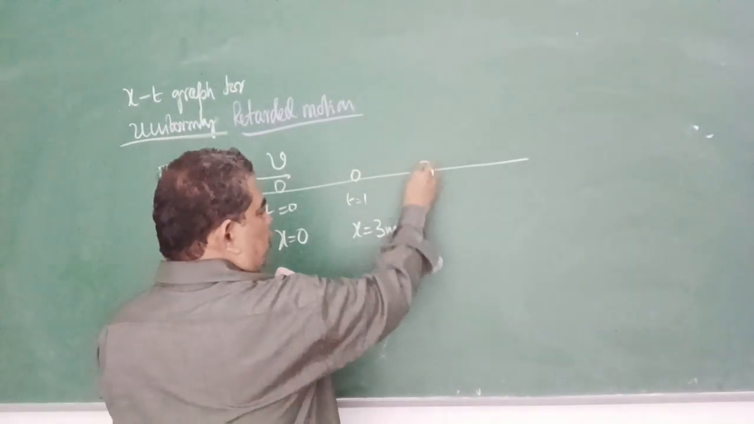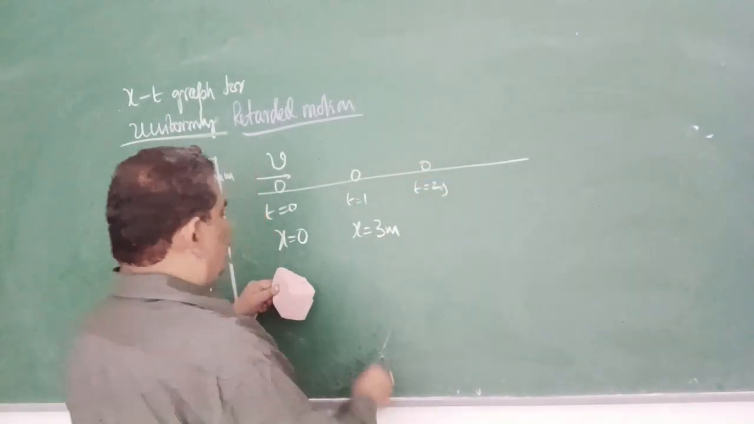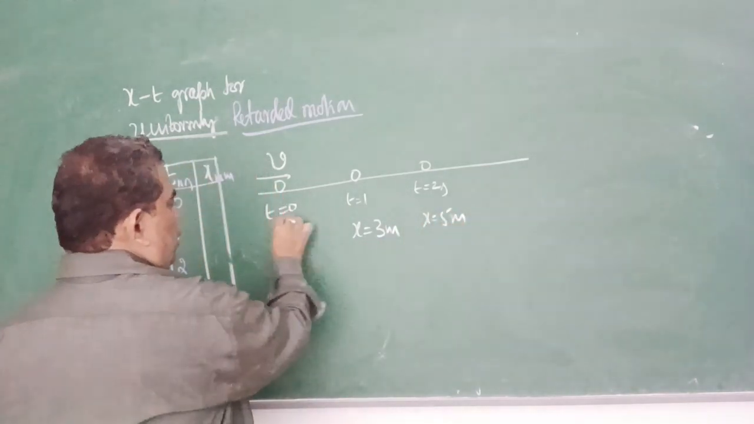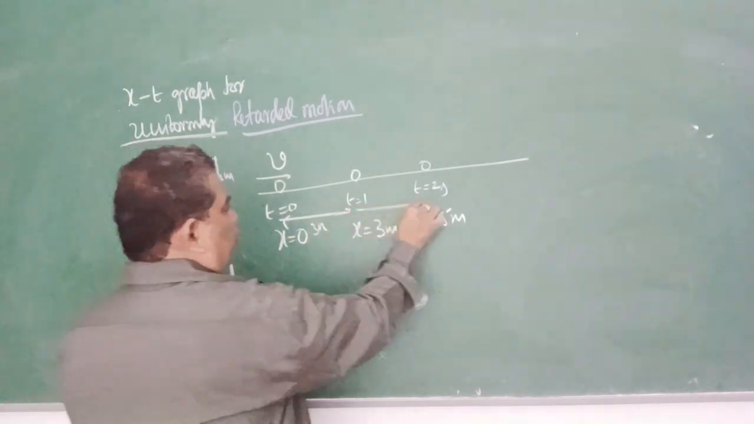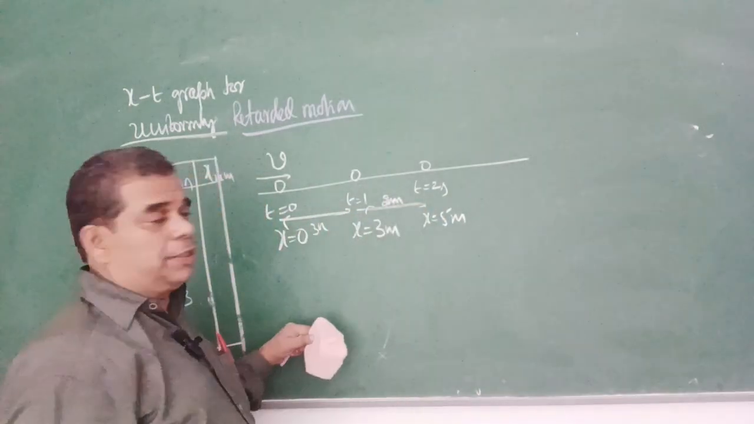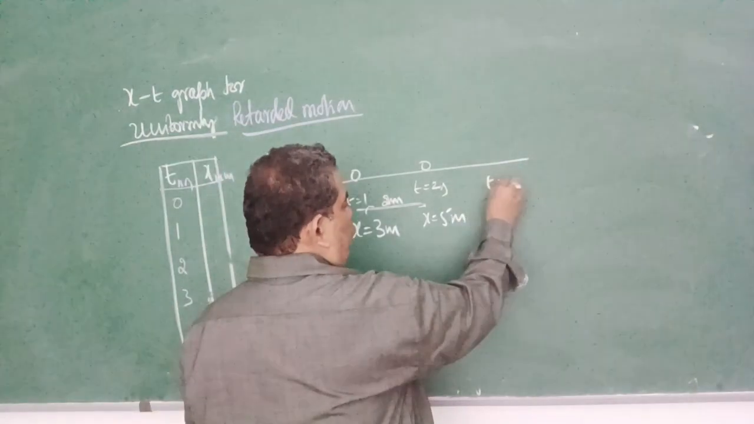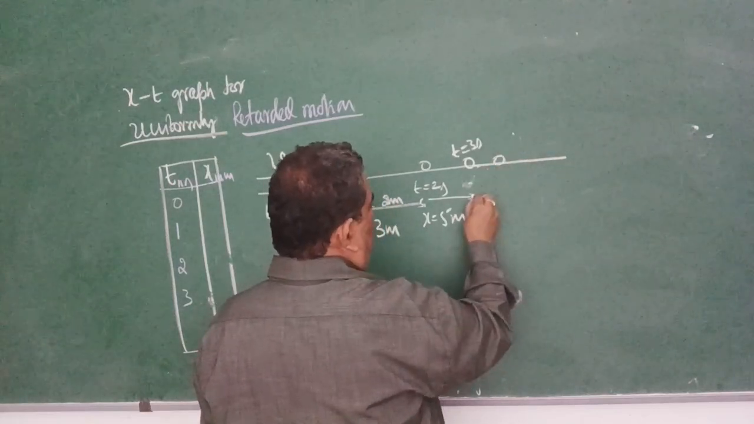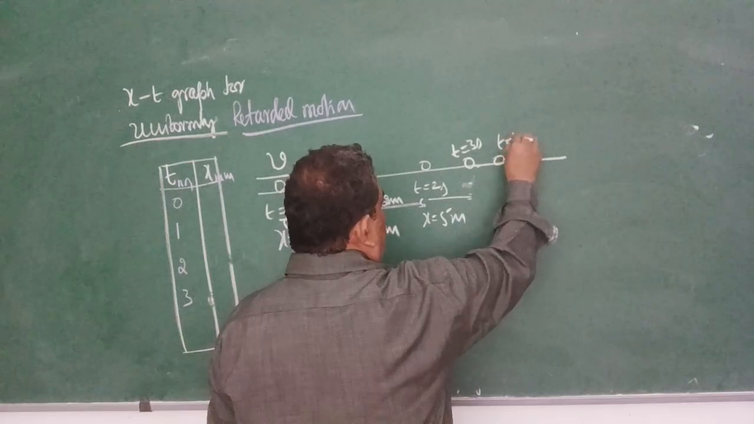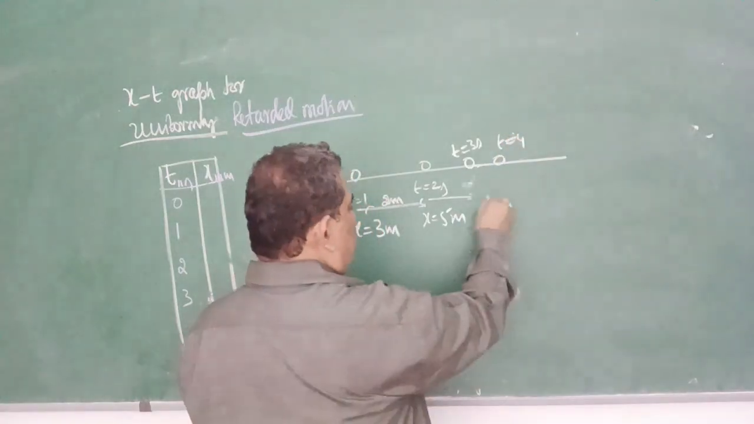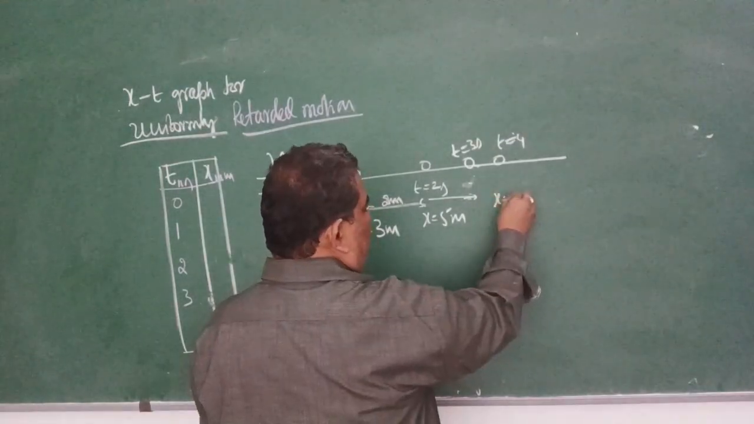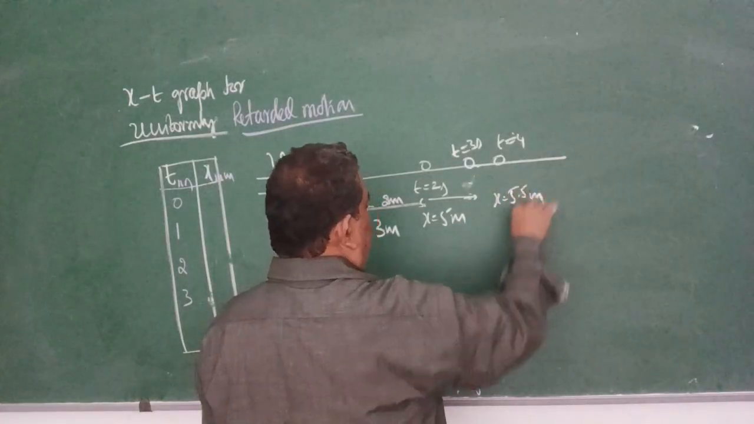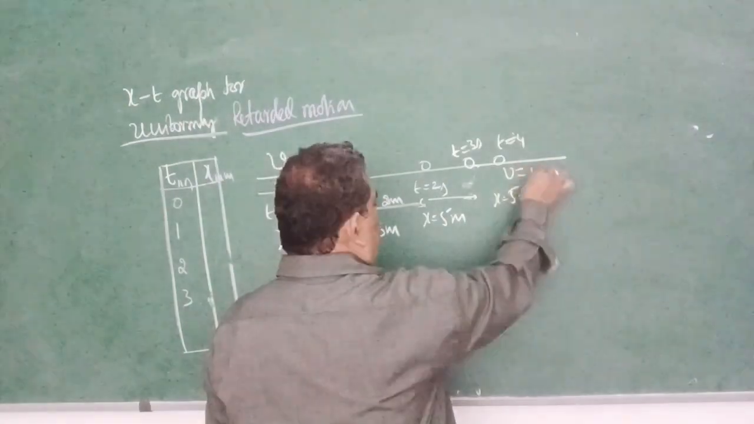Say after 2 seconds, it might be at 5 meters. Observe, here to here 3 meters, here to here 2 meters. In the coming interval, it might be still less. At t equals 4 seconds, say we imagine, x is around 5.5 meters and it comes to rest, v equals 0.